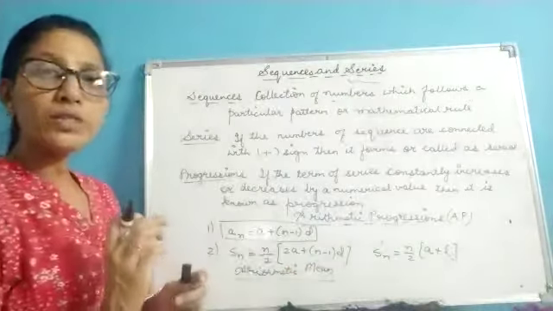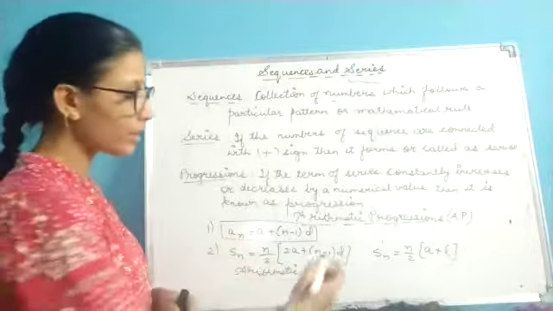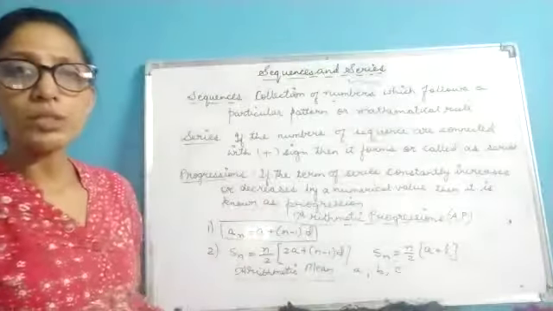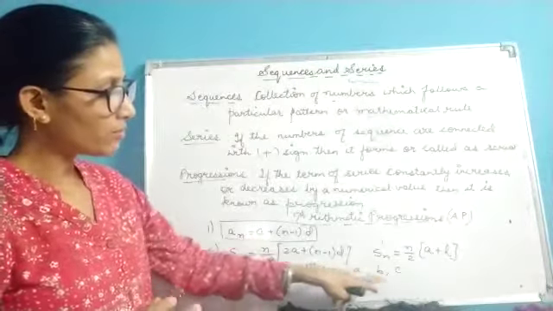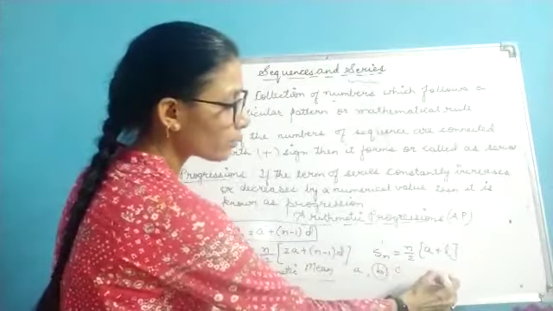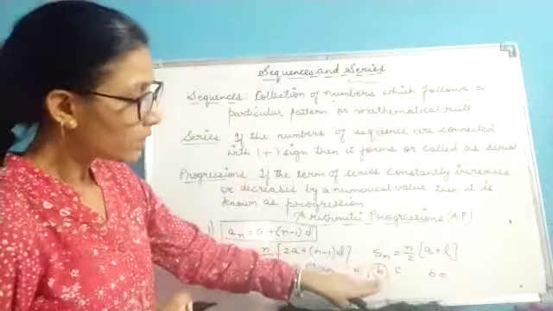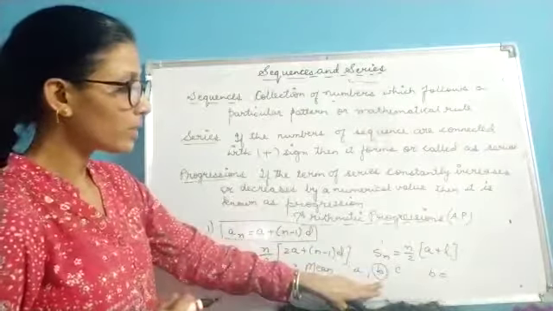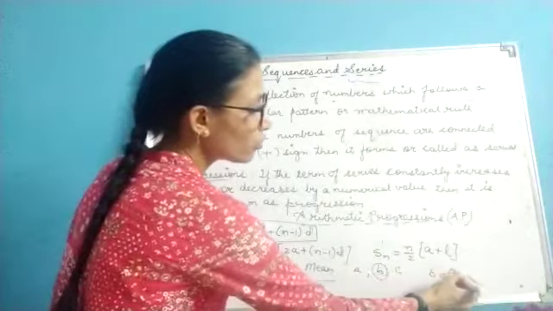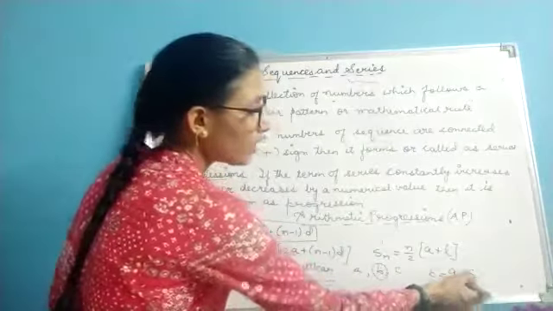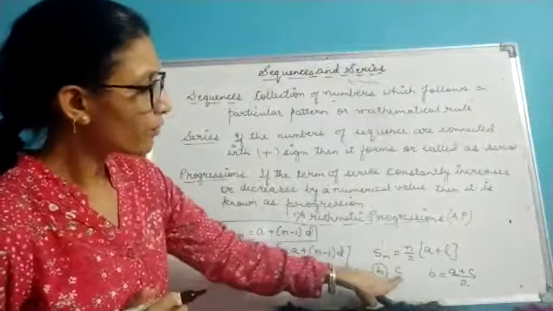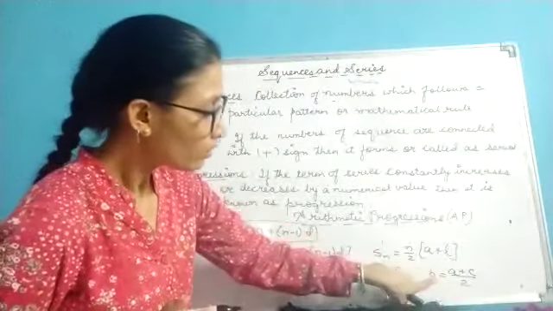If we have three numbers in AP, let's say A, B and C are three numbers which are in AP, that means their common difference is the same, then this B is known as the arithmetic mean, or I can say the middle number is known as the arithmetic mean, and it can be calculated by adding these two and dividing by 2. That means half of the sum of the first and the last term will give you the middle term.